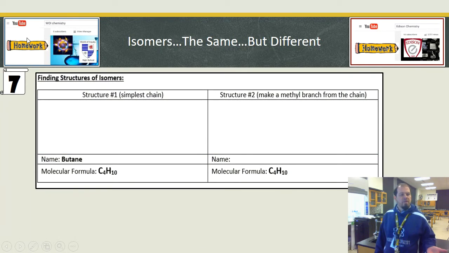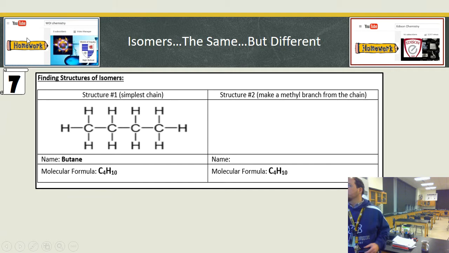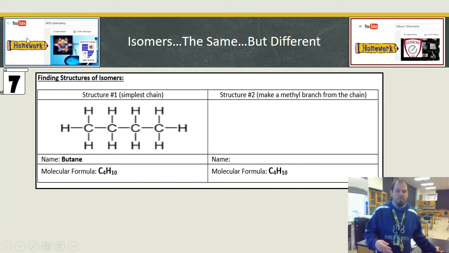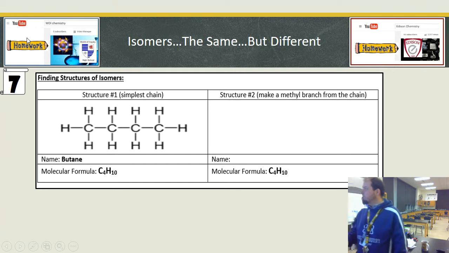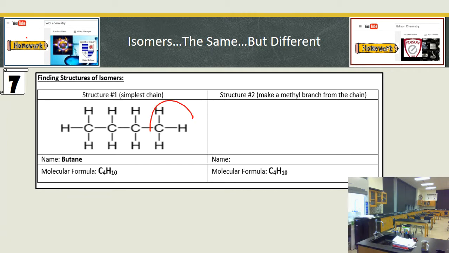So a quick example, I'm going to have to do some writing on the board because I'm not animating this guy. This would be a little much. But anyways, we're going to start with the simplest chain with 4 carbons, and we would call that butane. Okay, I'm going to make an isomer of butane that will still be C4H10. And the easiest way to make an isomer is to do what we did last video in 6 and make a side chain. So what I'm going to do is I'm going to take this off.